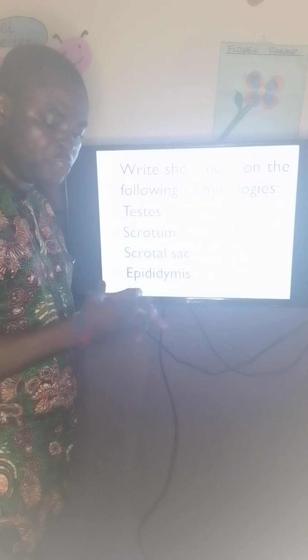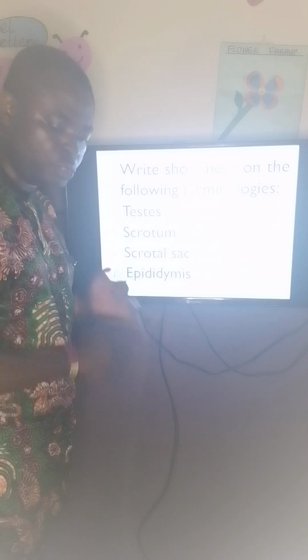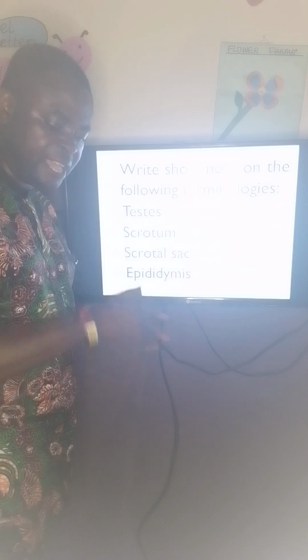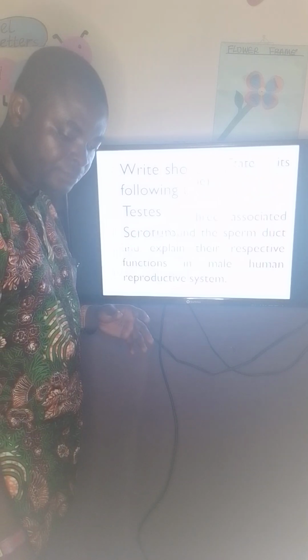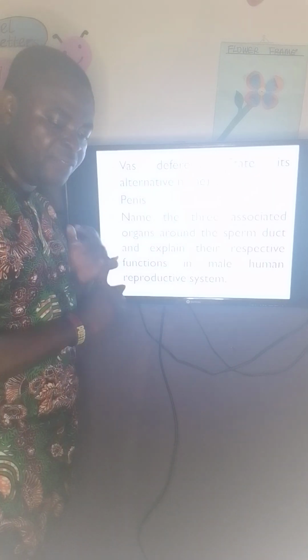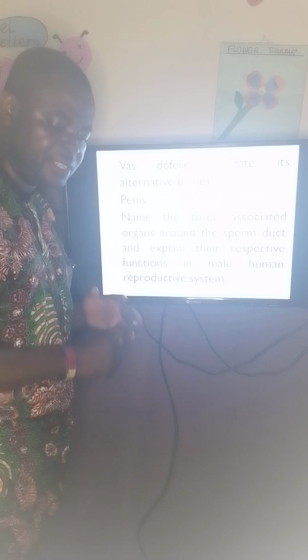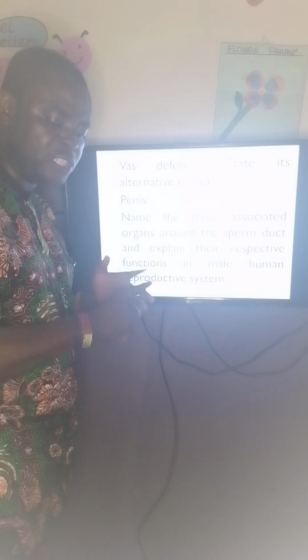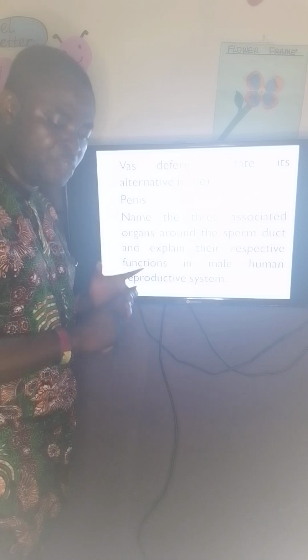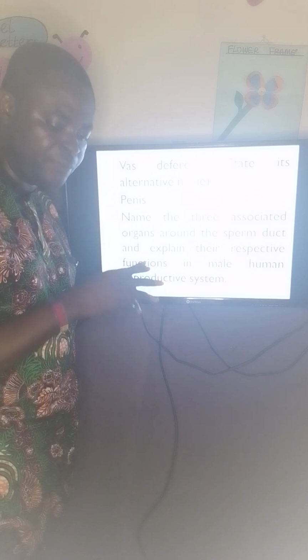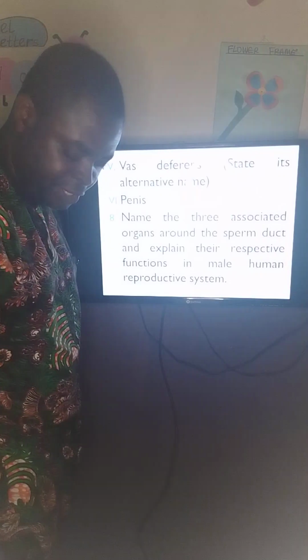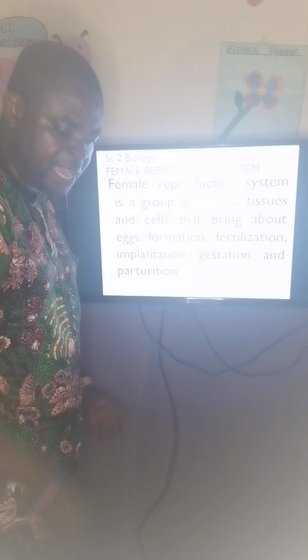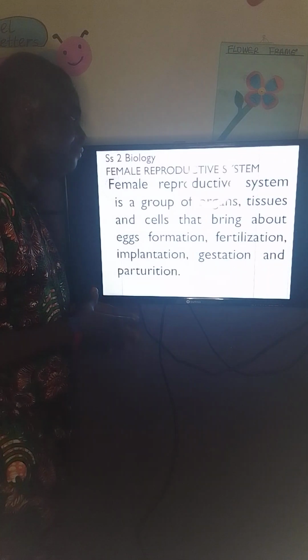You should be able to write short notes on the testes, the scrotum, the scrotal sac, the epididymis. You should be able to write short notes on the vas deferens, the penis. You should be able to name the 3 associated organs around the sperm duct and explain their reproductive function in the male human reproductive system. Now we go to the female reproductive system.